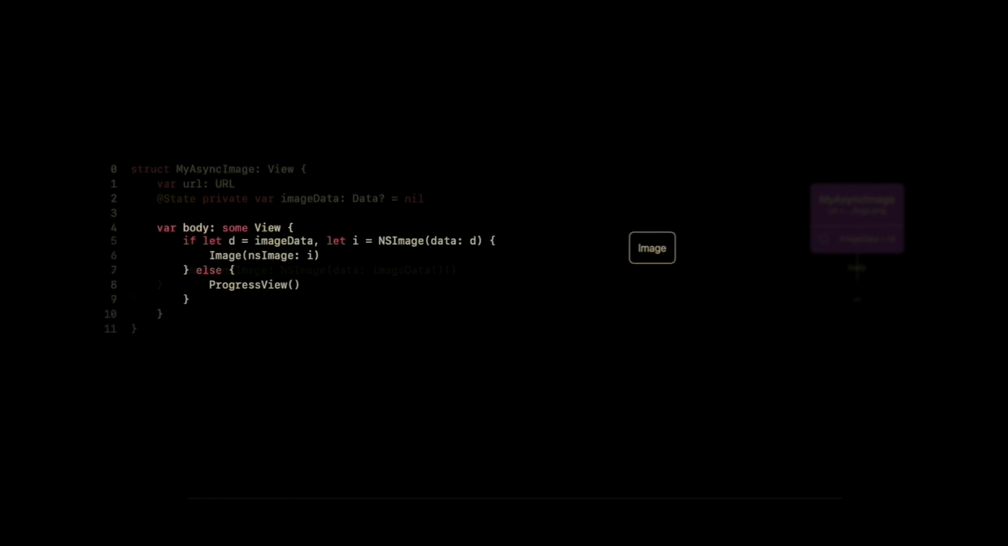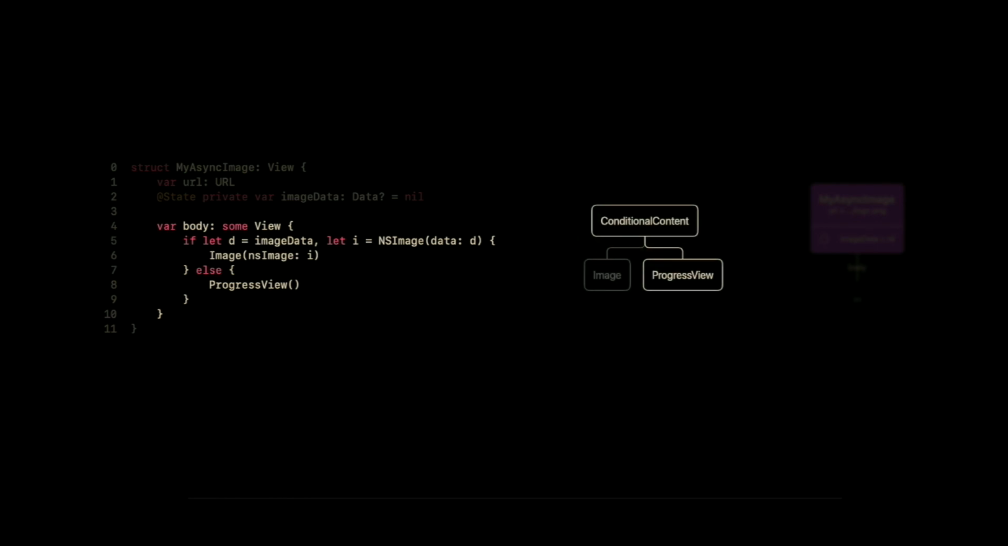Now, we could add an if-let around here. So we can load that image data, check if we can convert that into an image, and then display the image. Otherwise, we display a progress view. And this is where it starts to get interesting, I think. SwiftUI, for this, creates a conditional content as the root of our view tree. And it has an image and a progress view. And you can see the progress view is actually active. The image is not there.